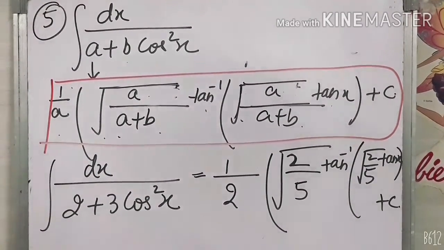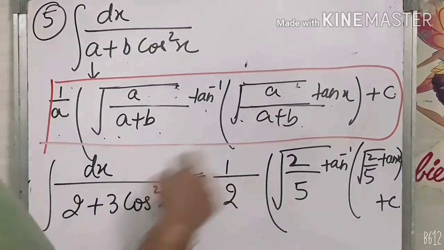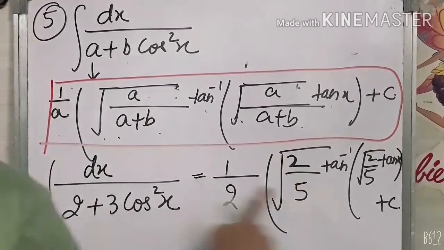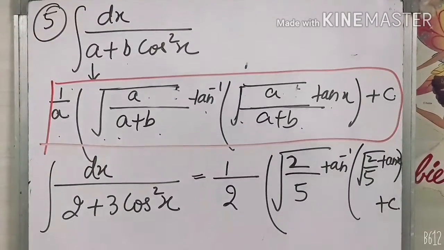I took one of the examples to help you understand. 2 plus 3 cos square x. So what is your a? 2. I took it 1 by under root of 2, under root of a means 2, a plus b means 2 plus 3, that is 5. Tan inverse of that into tan x. We get the answer.